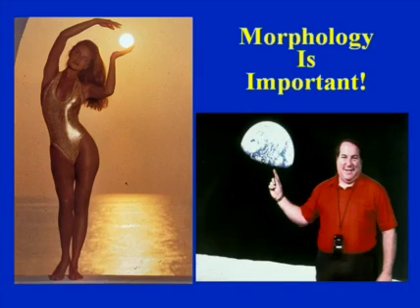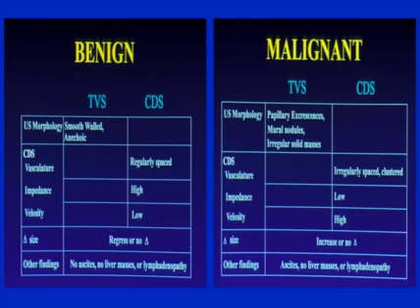We must remember that morphology is important. Morphology or shape is important. There's a big difference between these two individuals, and it's based on their morphology. Now, when we look at benign versus malignant, we know that smooth-walled structures are probably benign. Papillary excrescence, mural nodules, and irregular solid masses are most likely malignant. And when we add color Doppler to that, the more regularly spaced vessels are more commonly benign, impedance high in benign lesions, and velocities are typically lower.